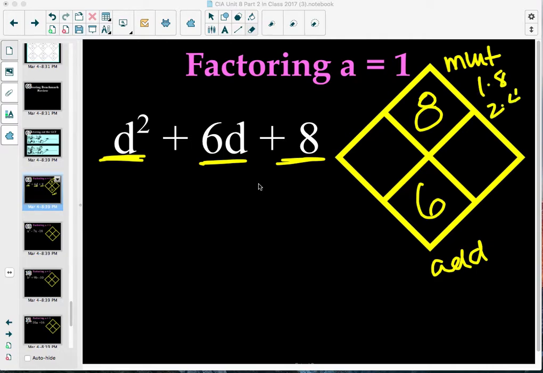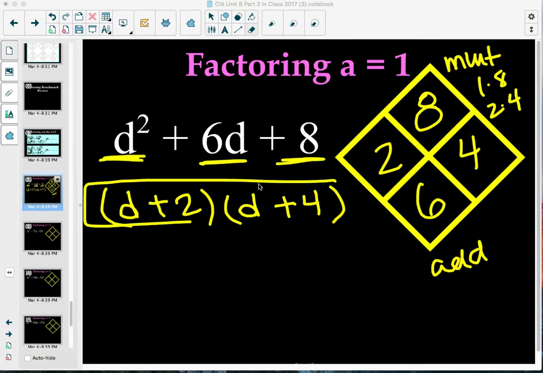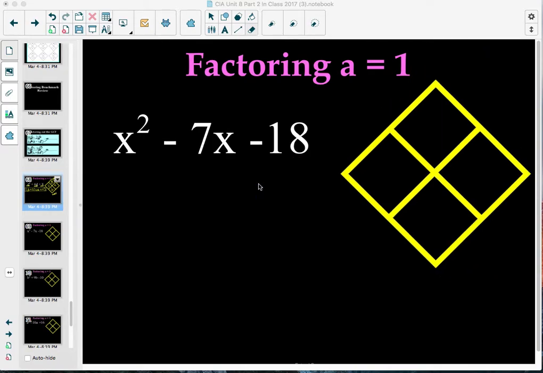So I'm going to think of some factors for 8. They are 1 and 8 and 2 and 4. I'm looking for the ones that add to 6. So 2 plus 4 is 6. So those are my factors, and this is the one where I can just write my answer. To get D squared, I need to start with a D and D, and then I take my factors of plus 2 and plus 4, and that is my final answer.